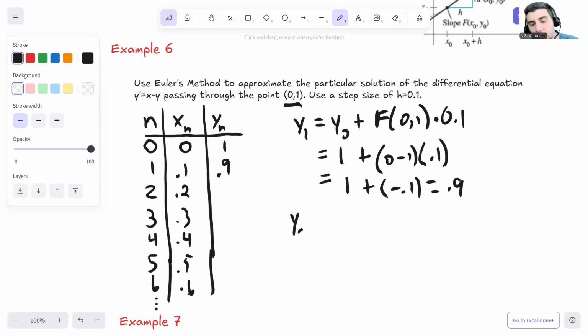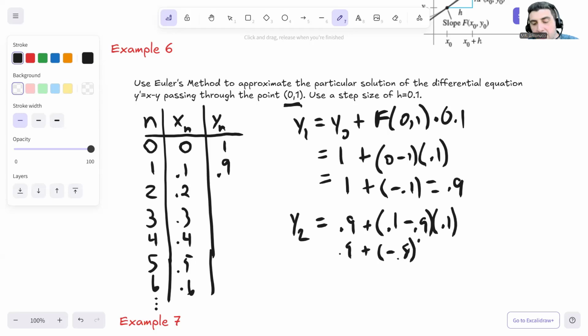So y2 is equal to the previous y value, which was 0.9, plus the derivative evaluated at the previous point. So x minus y would be 0.1 minus 0.9 times the step size, which is 0.1. So 0.9 plus negative 0.8 times 0.1, which would be 0.9 minus 0.08, which is going to give us 0.82.